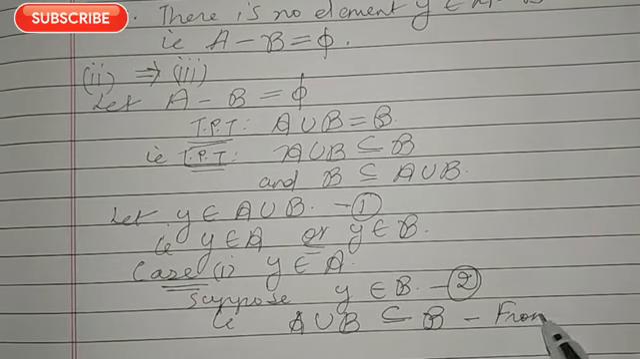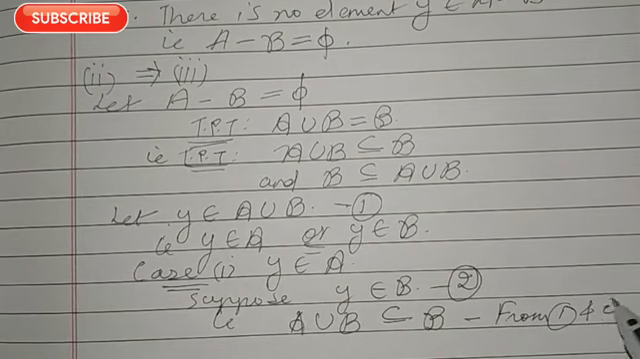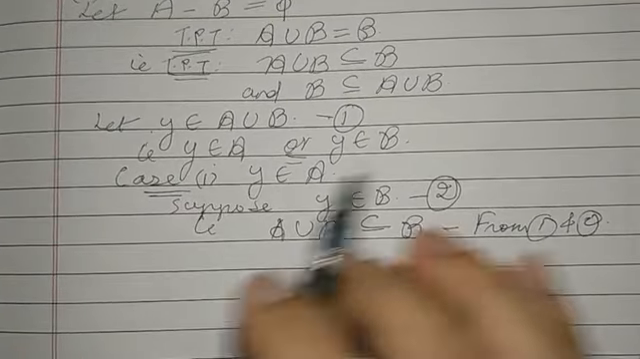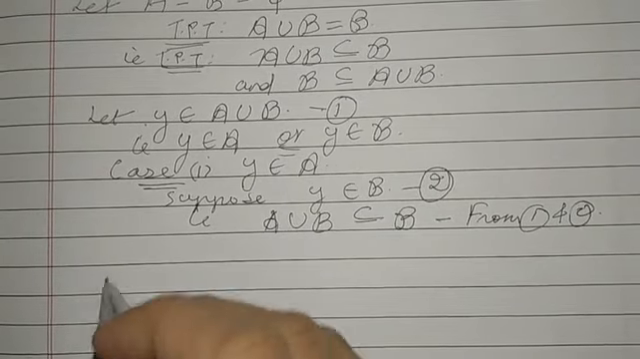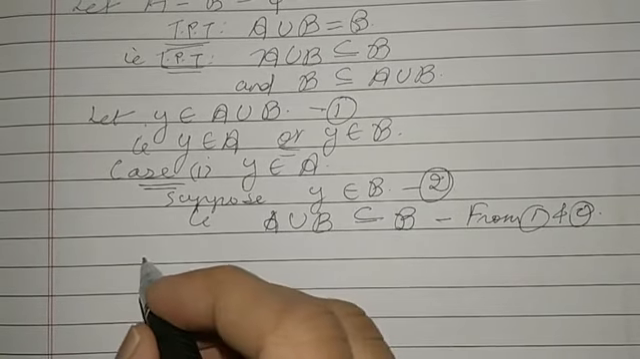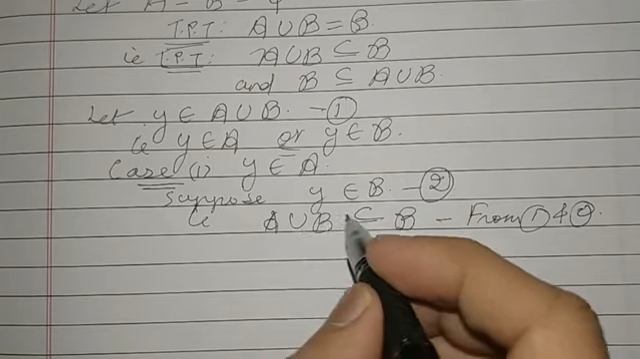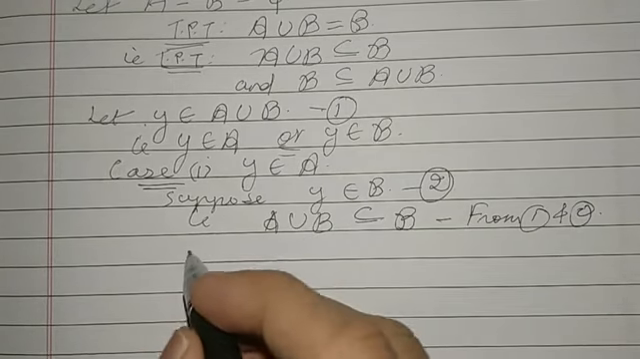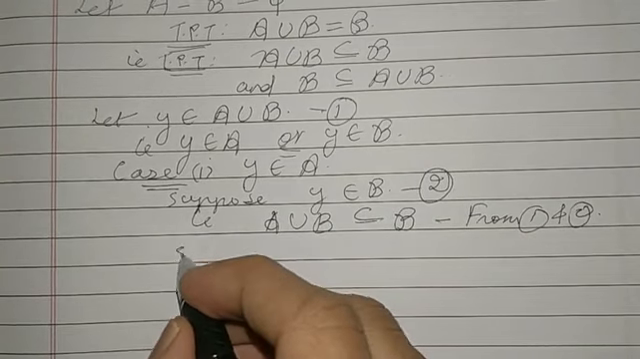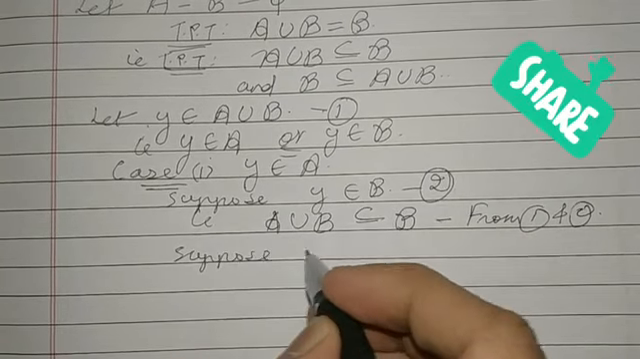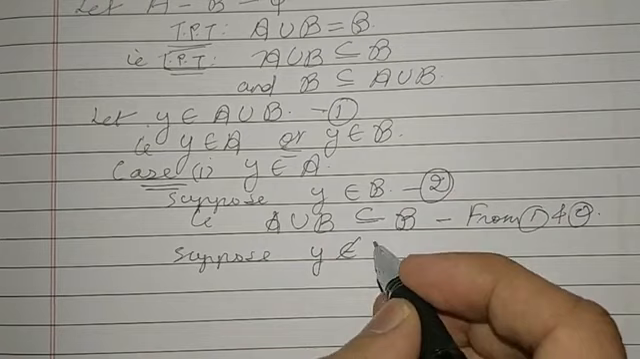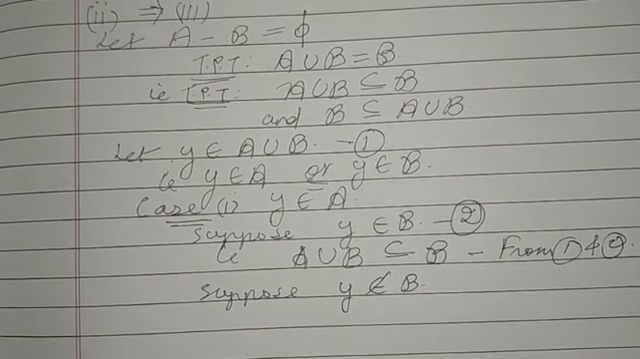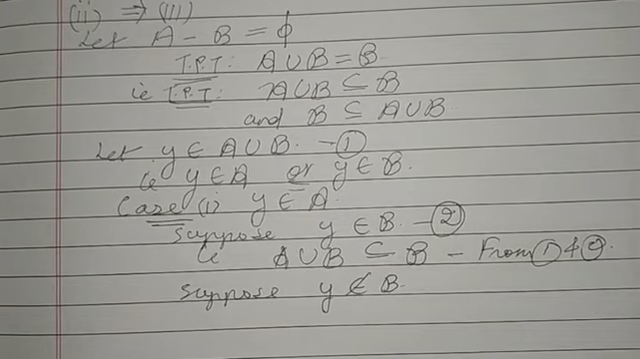So from 1 and 2 we are getting this. That is what we want, A union B is a subset of B, we got it. Now suppose y doesn't belong to B.